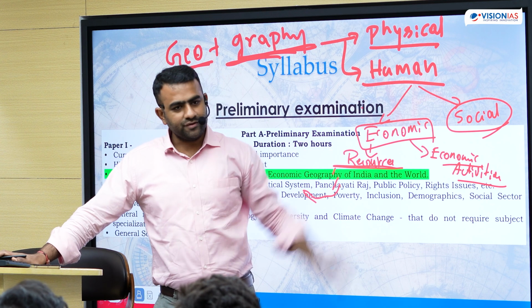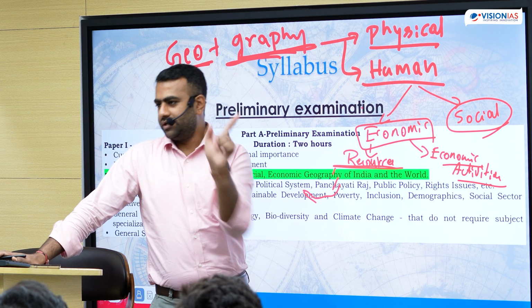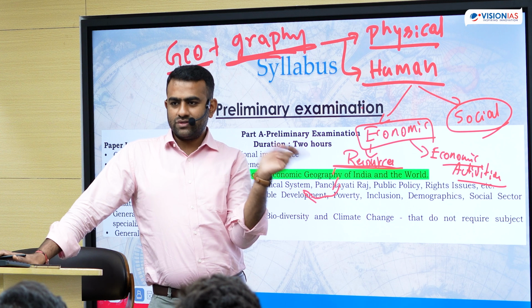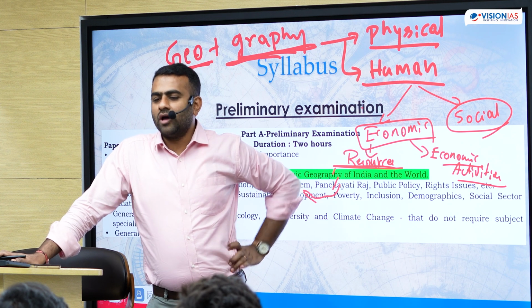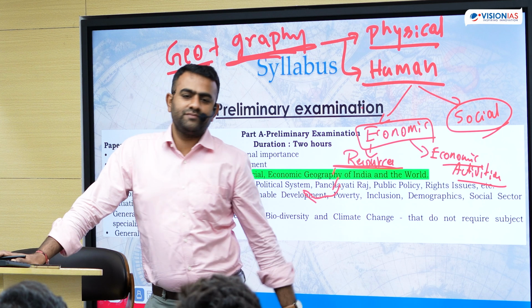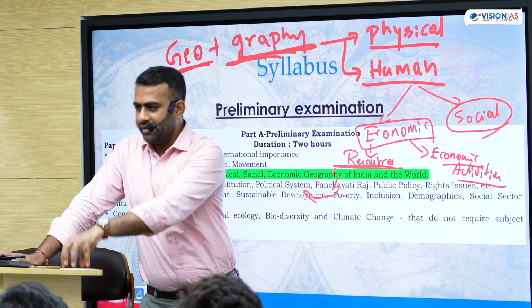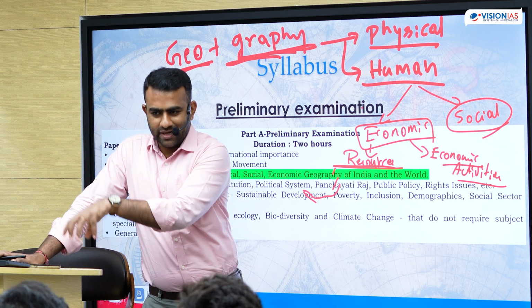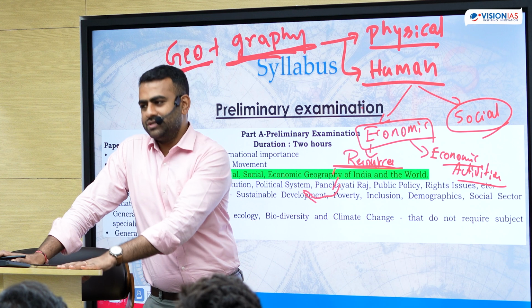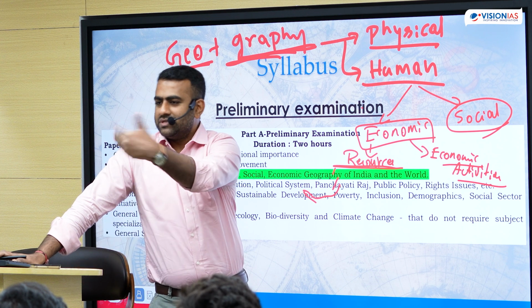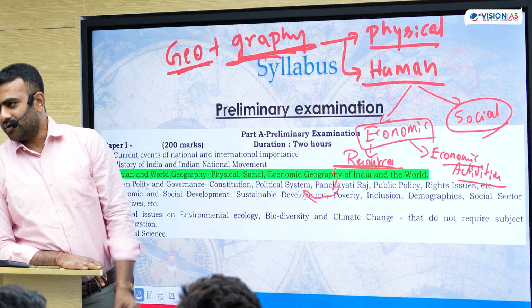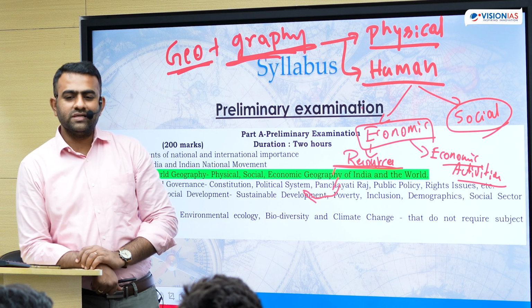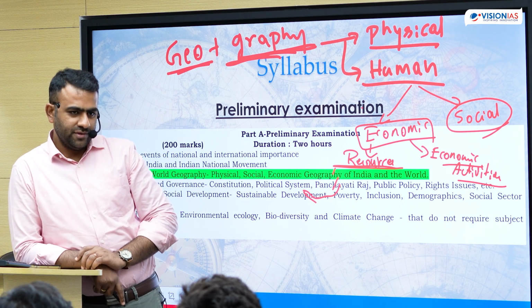Then what is social geography? The society. The study of the society from the context of geography. How people are living in a particular place. Settlement, population, culture, language, their traditions, but you will study them from the perspective of geography, because geography has a role in deciding every aspect of this.